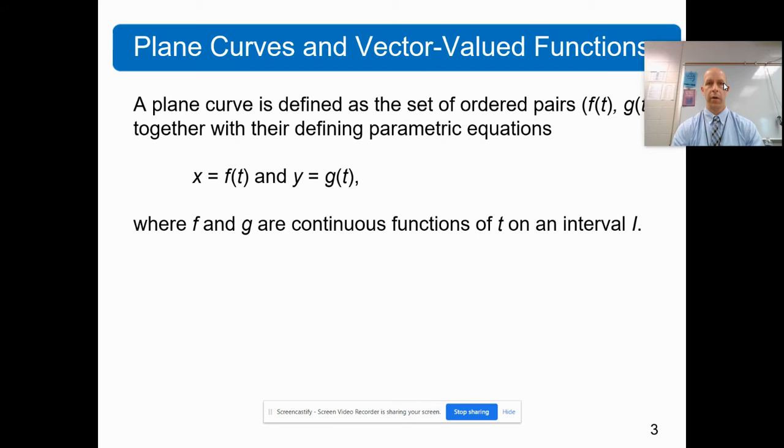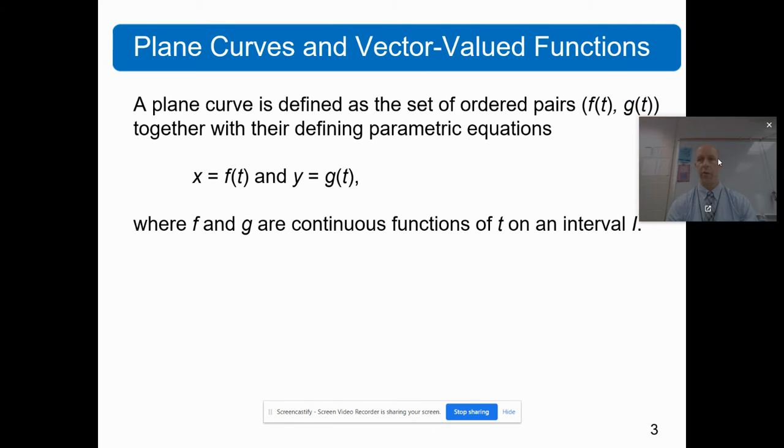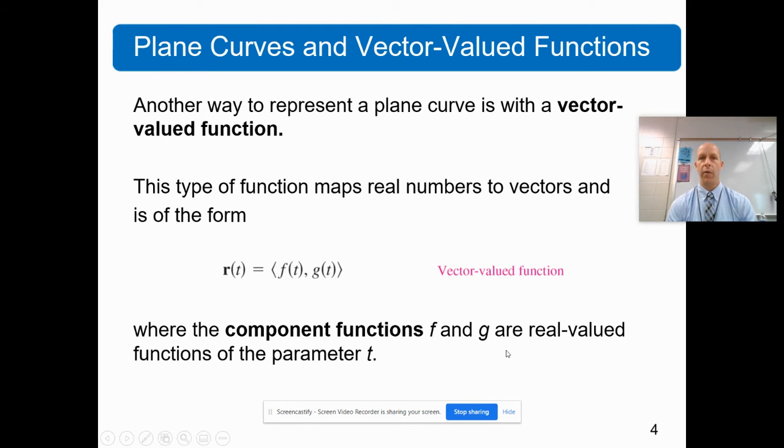So a plane curve is defined by a set of ordered pairs f of t, g of t. Well, x would be f of t and the y coordinate would be g of t. We've seen how we can do that when we've talked about parametric equations with the parameter t on some interval I. Another way we could represent this curve is by using a vector valued function. This type of function maps real numbers to vectors and is of the form r of t. Notice that's a bold R, so that's our vector valued function, and it has an x component, f of t, and a y component, g of t. These are component functions.